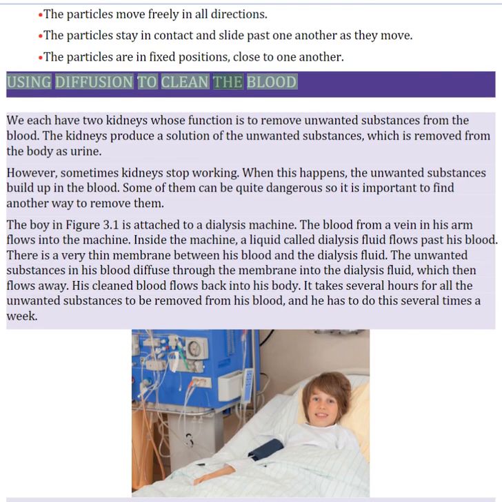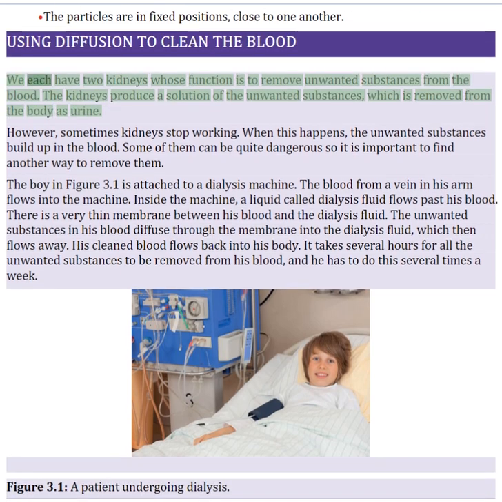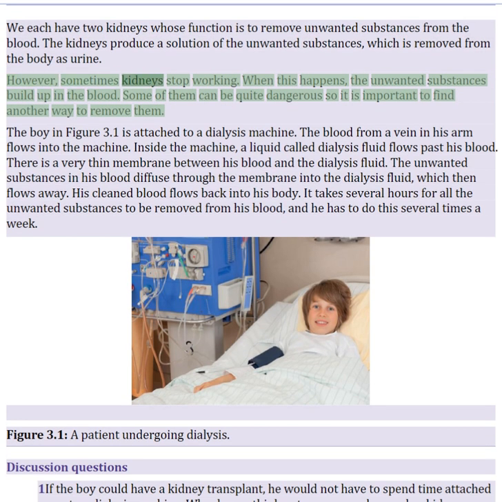Using diffusion to clean the blood. We each have 2 kidneys, whose function is to remove unwanted substances from the blood. The kidneys produce a solution of the unwanted substances, which is removed from the body as urine. However, sometimes kidneys stop working. When this happens, the unwanted substances build up in the blood. Some of them can be quite dangerous, so it is important to find another way to remove them.